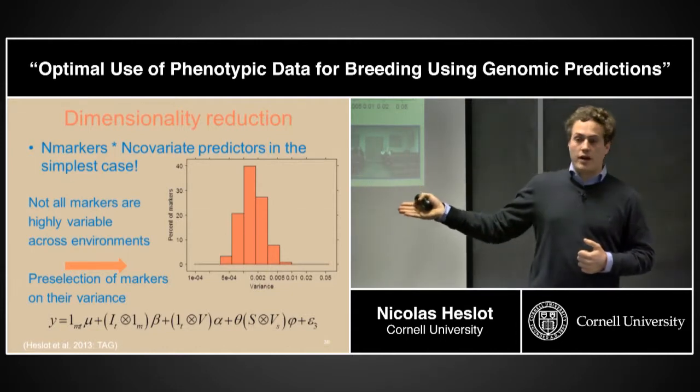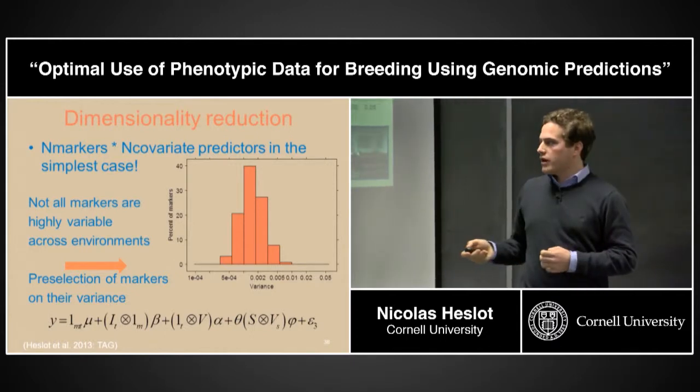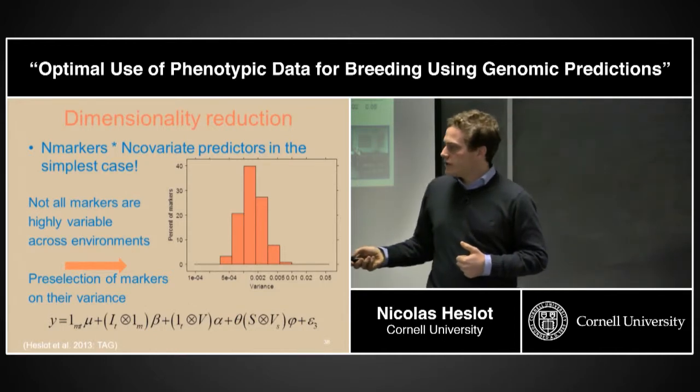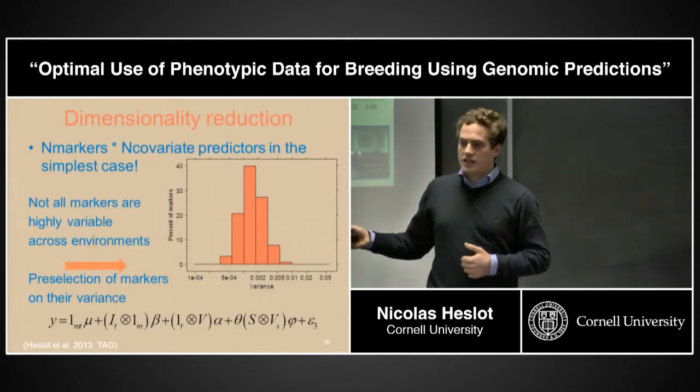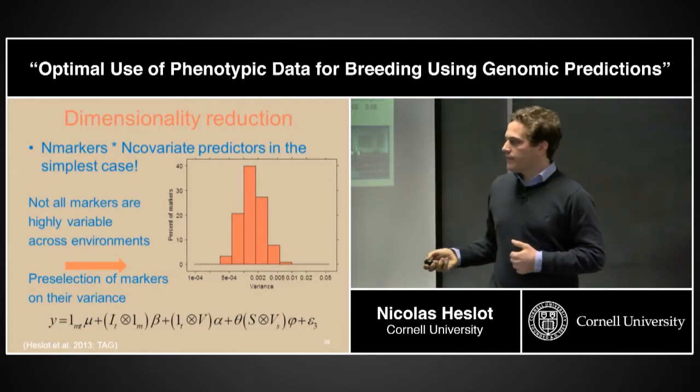There was extremely variable effect across environment. So we can pre-select which marker we're going to focus on for prediction. So that's the model simplified down. Instead of having a sensitivity for every marker, we have sensitivities only for a subset S of markers, which makes the fitting easier.